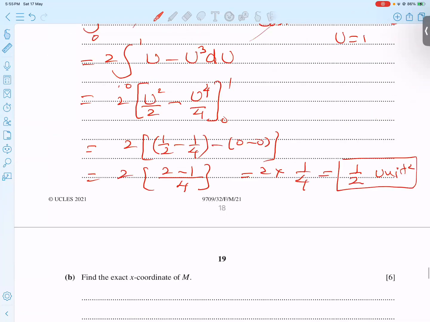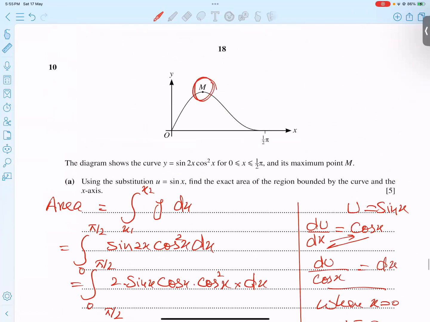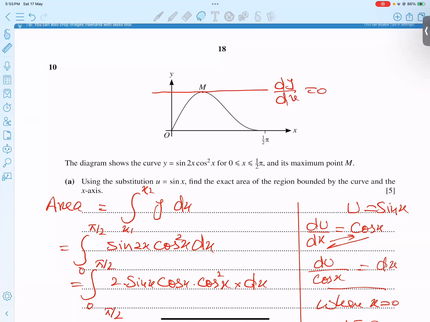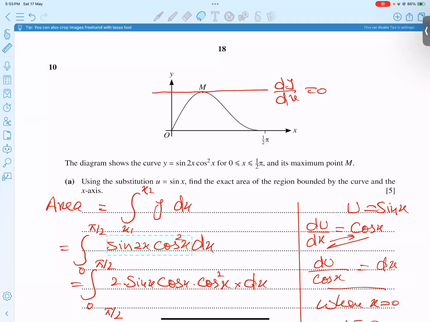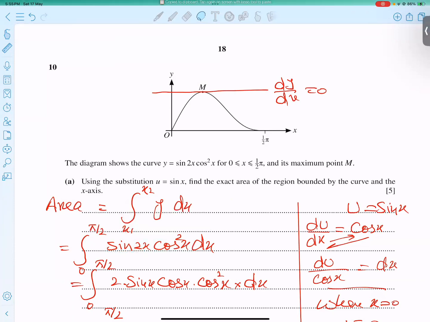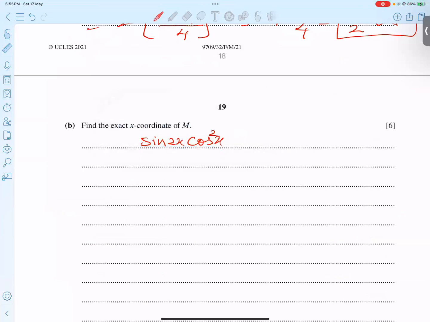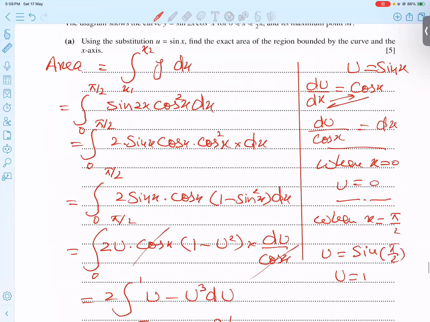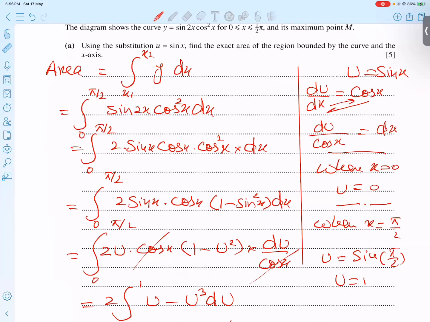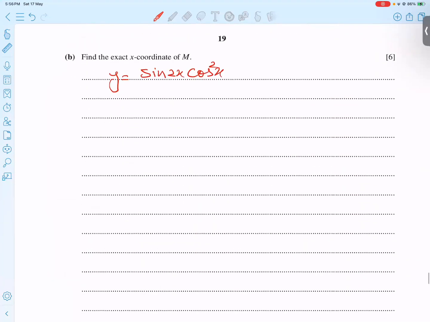Exact coordinate of M. What does M stand for? The point of maxima. How to find it? Because here we draw a tangent line parallel to the x-axis, and the line has 0 gradient, so the derivative equals 0. So I'm going to differentiate. I copy and paste here. Before differentiating, I have two choices. I can convert it first. Let me check.